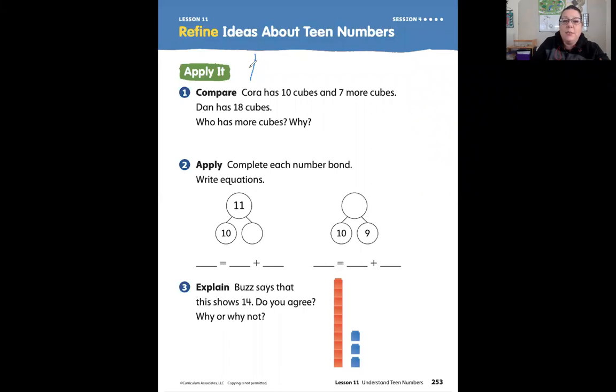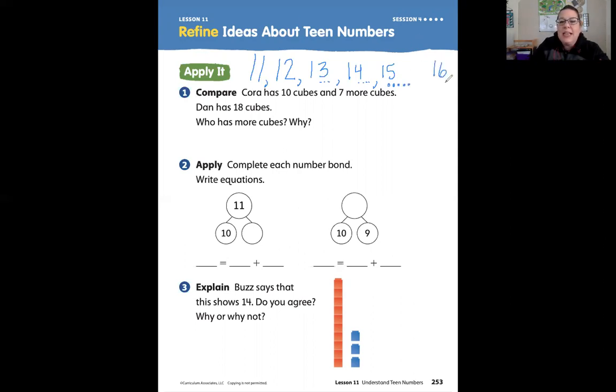So let's write our teen numbers. So we have 11, there's 1 ten and 1 one. 12 has 1 ten and 2 ones. 13 has 1 ten and 3 ones. 14 has 1 ten and 4 ones. 15 has 1 ten and 5 ones.